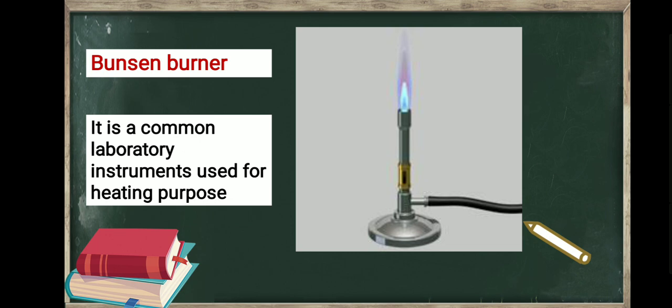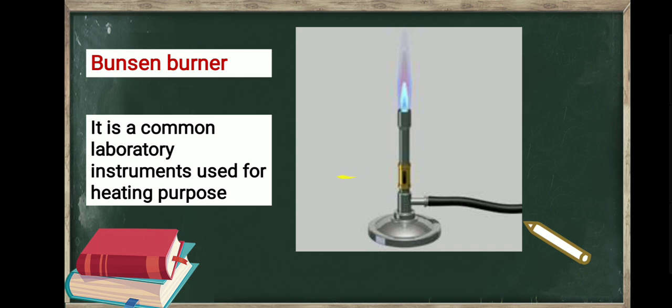The next one is the Bunsen burner, a common laboratory instrument used for heating purposes. For example, if someone asks you what the most common laboratory apparatus is, you will say it is the Bunsen burner for heating. In the Bunsen burner you can see the different parts as well: there is a base, a gas tube, a barrel, a flame, a collar, and inside that collar there is an air hole.